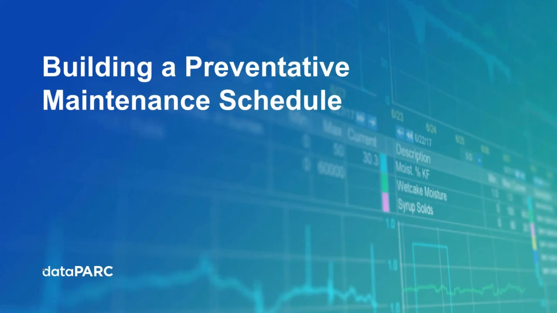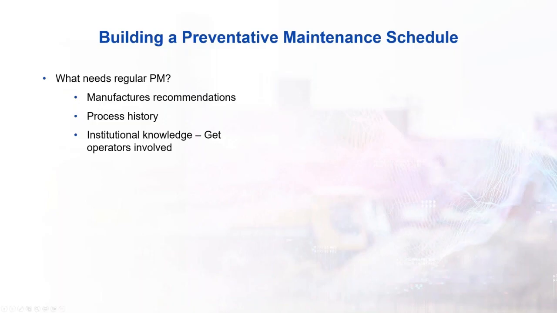So, building a preventative maintenance schedule. What needs regular preventative maintenance? How do you decide that? Well, manufacturer recommendations, that's always a good place to start. Process history and institutional knowledge. Get your operators involved. They probably have a better feel for what equipment needs to have done to it to stay healthy than a lot of folks do.